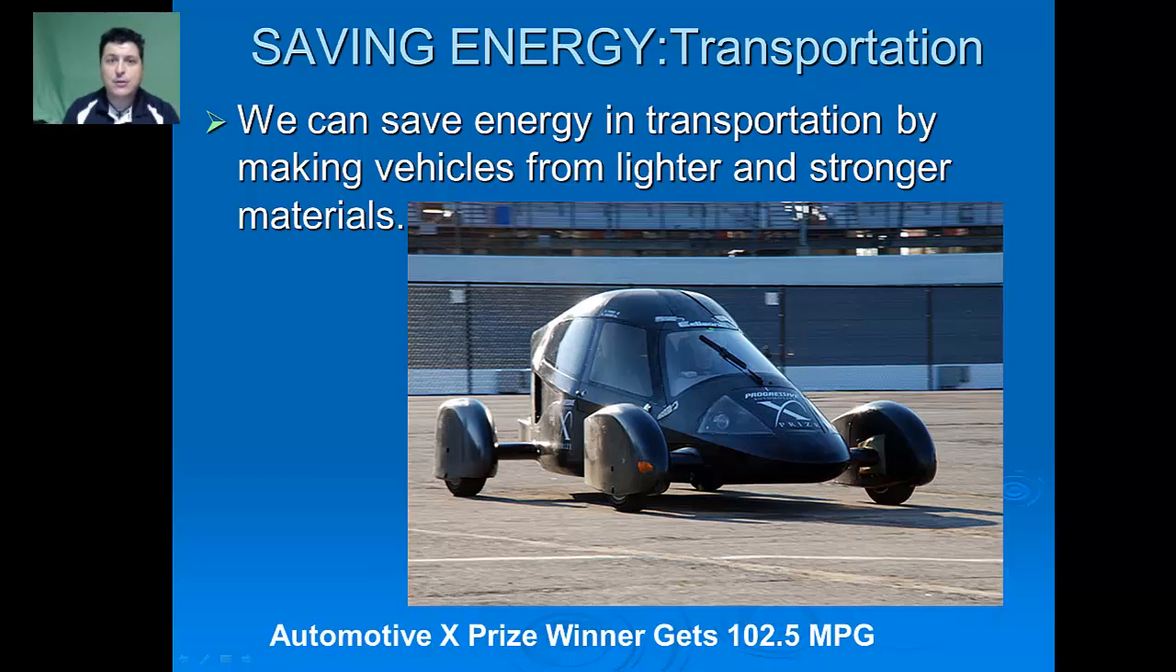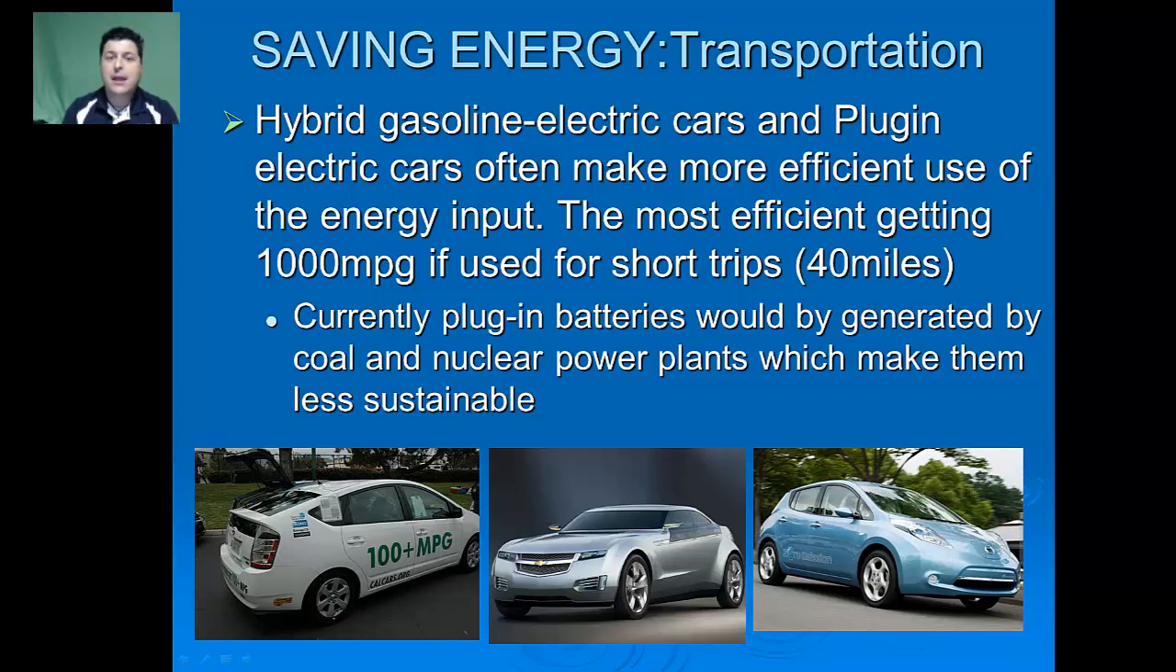I was just reading in the newspaper the other day, and there's actually a Volkswagen that's hybrid electric with a small gas engine that can get up to 300 miles per gallon, available in Europe. So hybrid gasoline cars and plug-in electric cars make more efficient use of their energy inputs. The most efficient is getting up to 1,000 miles per gallon if used for short trips, up to about 40 miles.